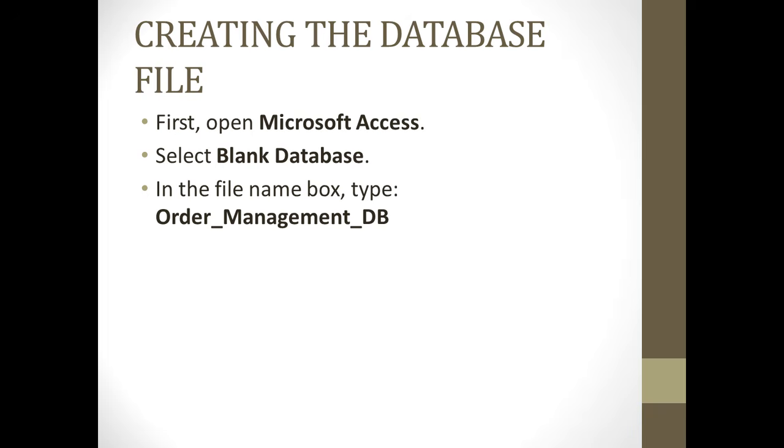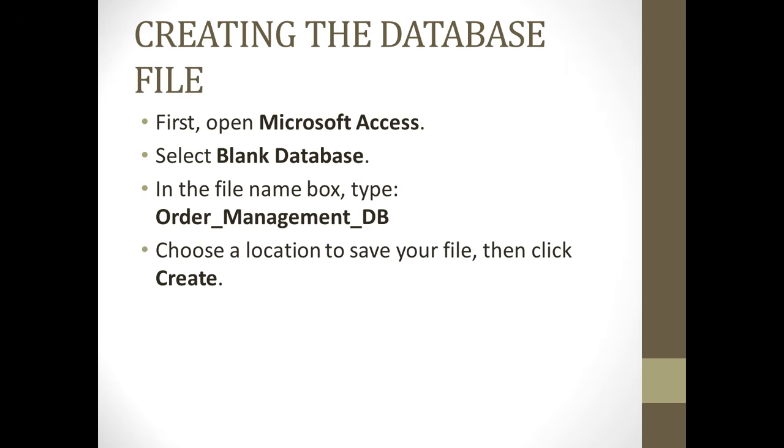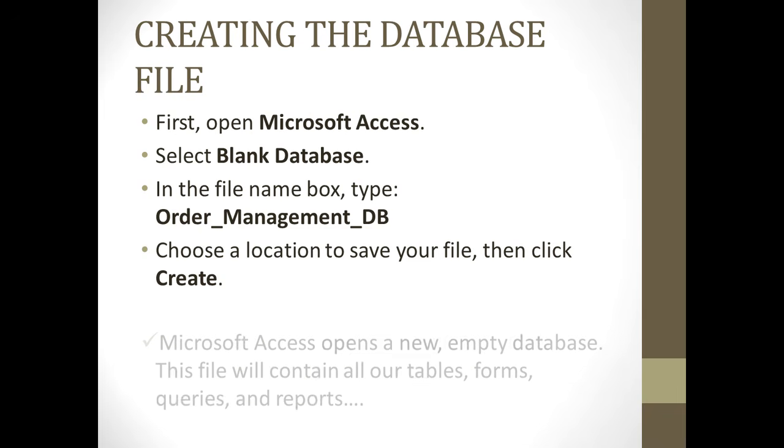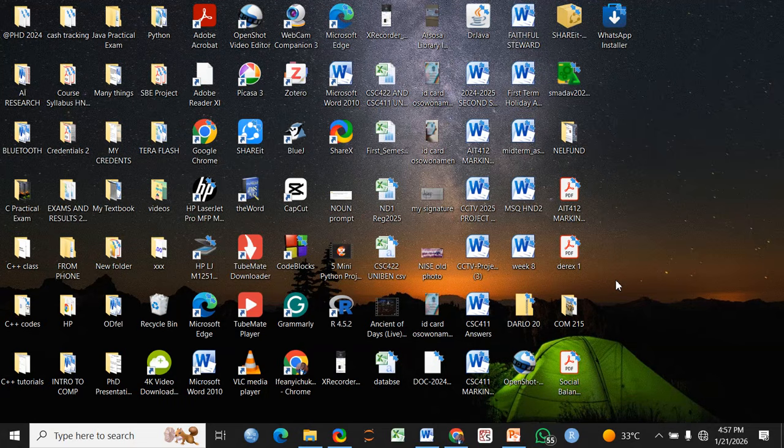In our case, we are going to name it Order Management DB. Then after that, choose the location where you want to save your file. When you have chosen the folder, you then click Create. When you have done that, Microsoft Access opens a new empty database. This database will contain our tables, our forms, our queries, and our reports.